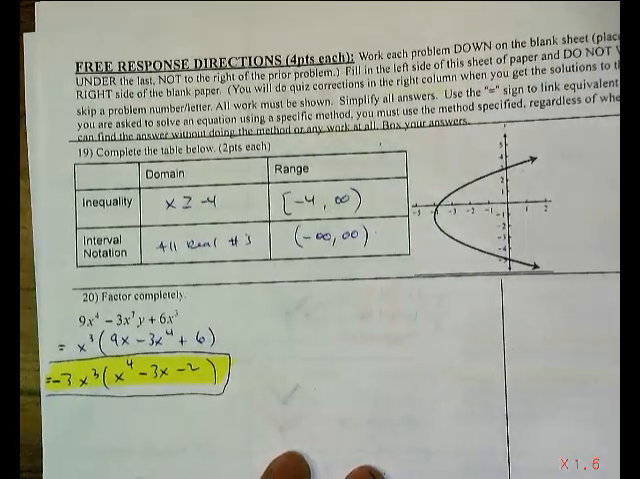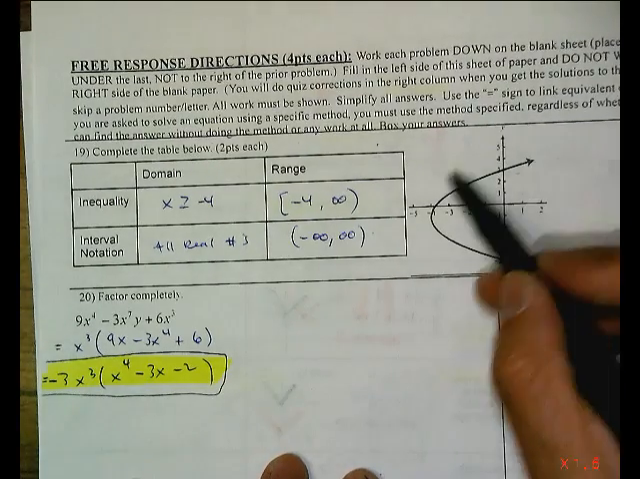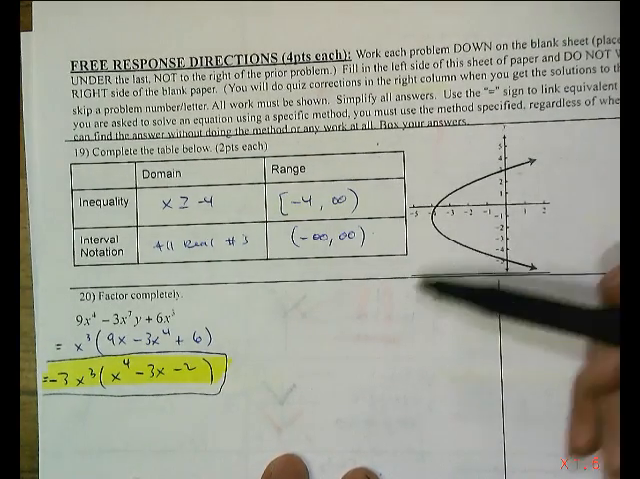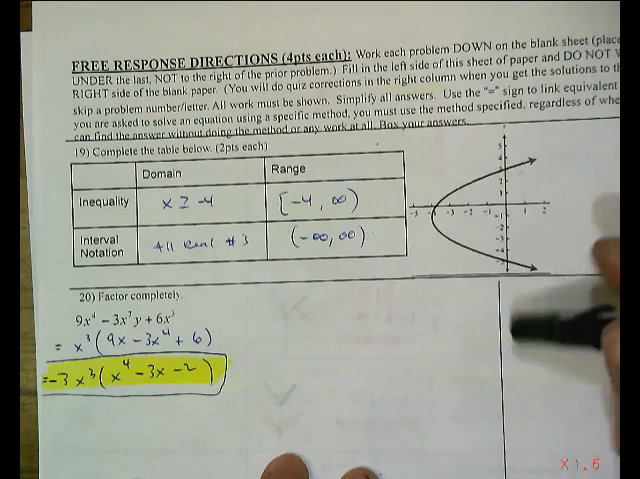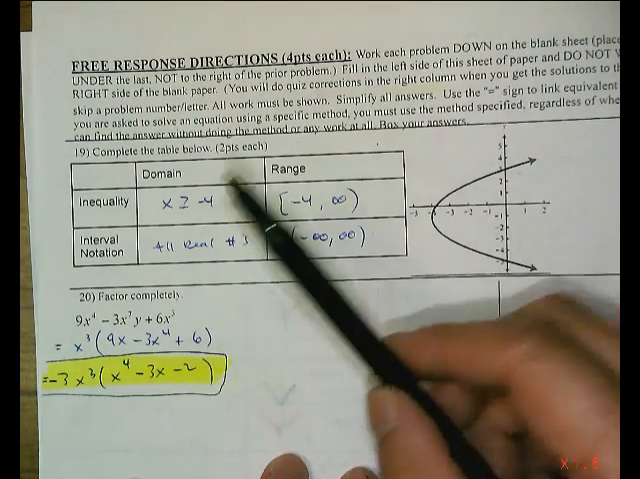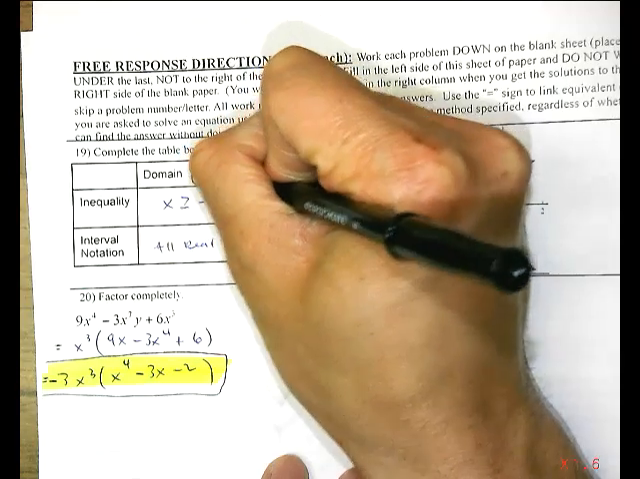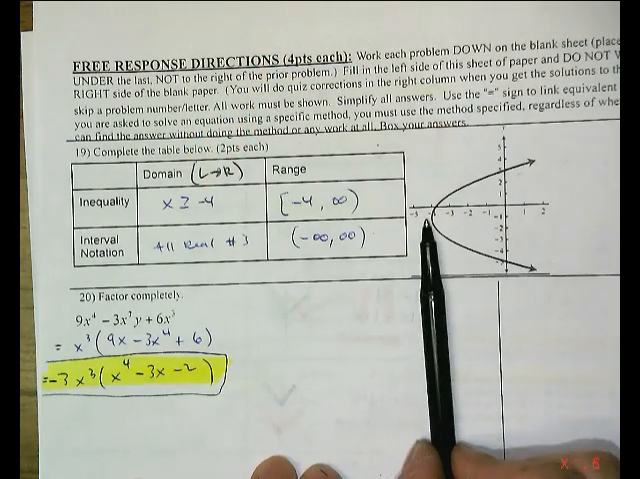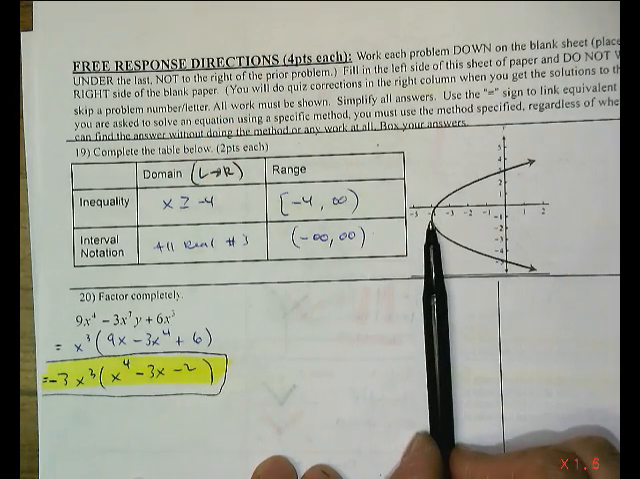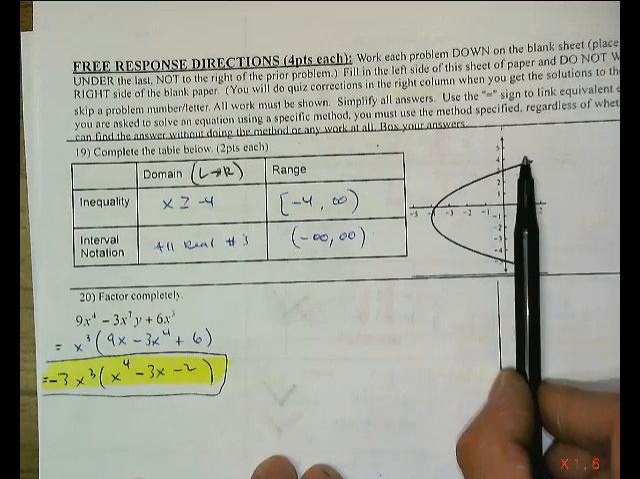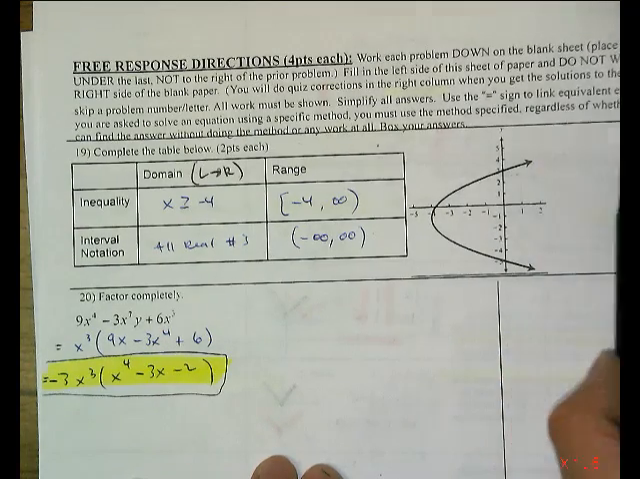Question number 19. I have a horizontal parabola, which we haven't talked about yet, but from the graphs you should be able to determine the domain and range. So domain essentially means going from left to right. At left, this is the first thing I touch, which is negative 4, and my values keep going, and the last thing I touch is the arrows, which means I keep going with all of these numbers.